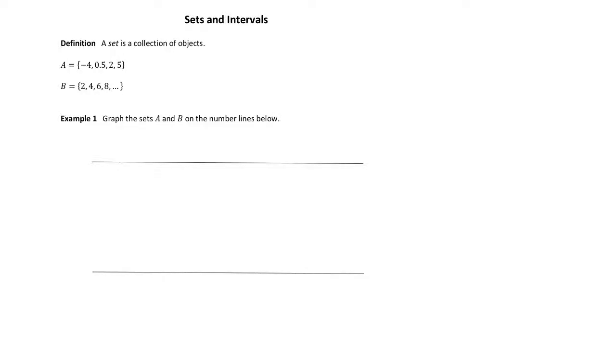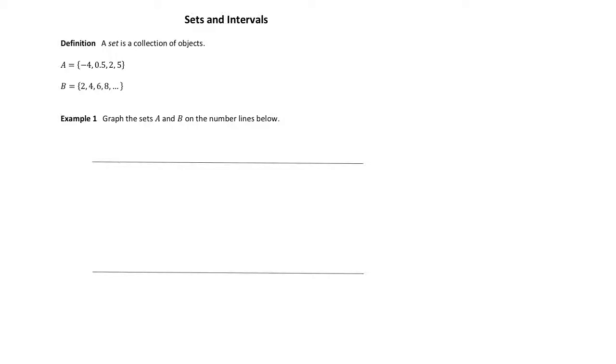Throughout the semester, we're going to use sets and intervals to record our answers to given problems. So starting with the definition of a set, it's simply a collection of objects. And here I have an example of two, the set A and the set B. A is the set of numbers -4, 0.5, 2, and 5. So when you're just talking about a couple of numbers in a list, you separate them with commas and put these curly brackets on the end.